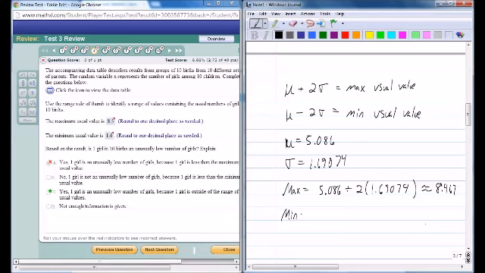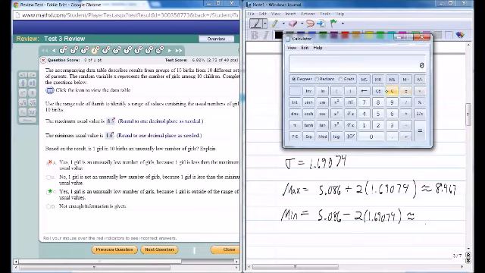The minimum usual value, we want to say the mean minus 2 times the standard deviation, so it's going to be 5.086 minus 2 times 1.69074. Alright, and so let's see what that gives me. I got 1.70452. Let me double check and make sure that I plugged everything in correctly.